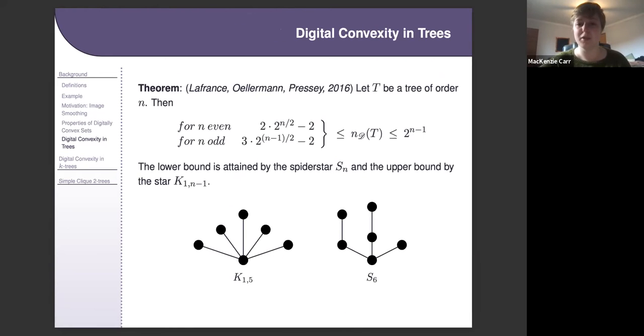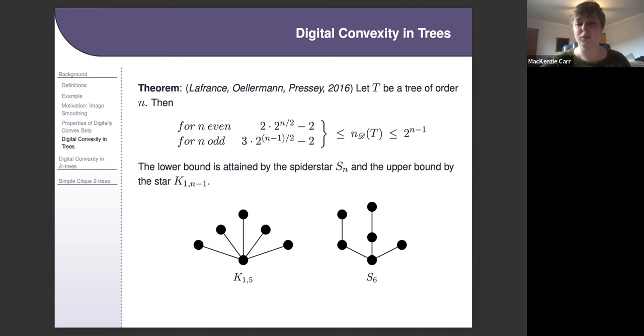So LaFrance, Allerman, and Pressey did some previous work on digitally convex sets in trees. They found that in a tree of order n, we have at most 2 to the n minus 1 digitally convex sets. And then the lower bound depends on whether n is even or odd. But we have essentially some multiple of 2 to the n over 2, then minus 2 digitally convex sets. So the lower bound is attained by graphs that are called spider stars.